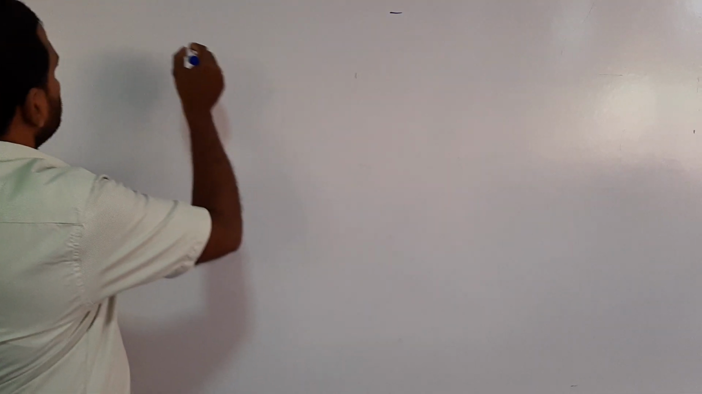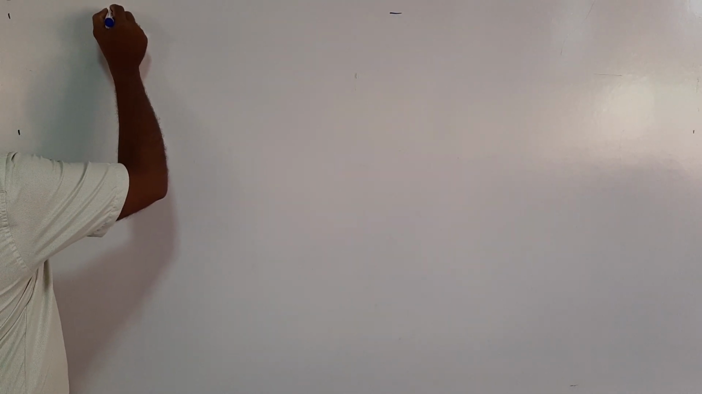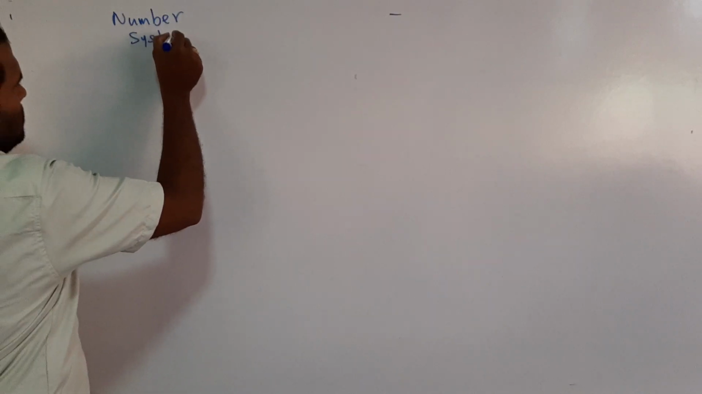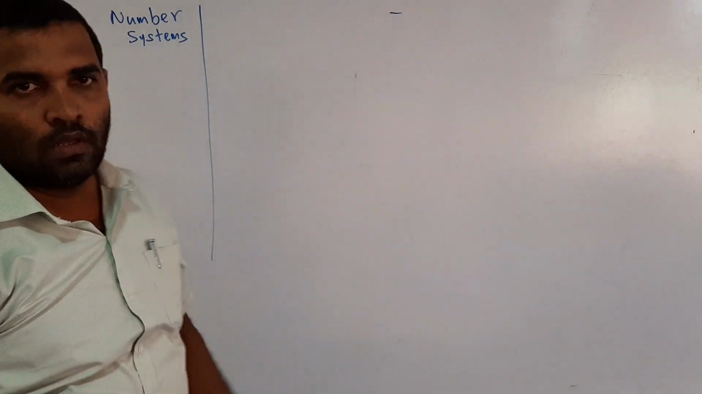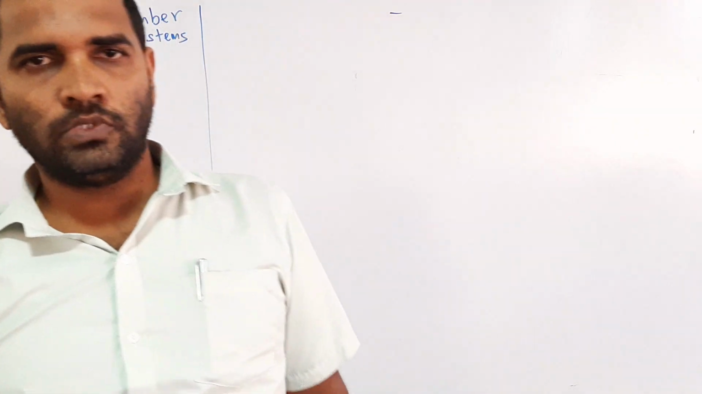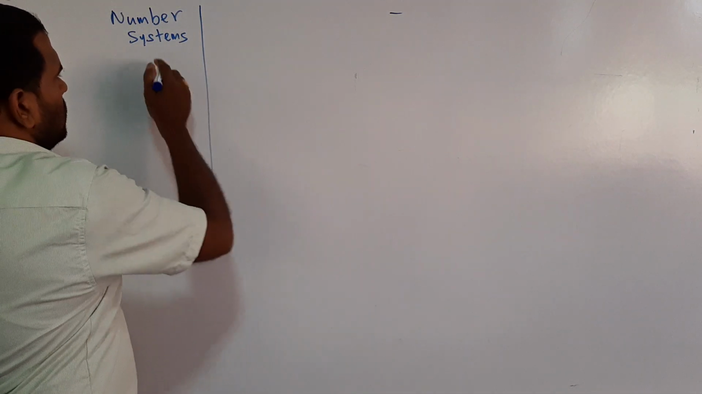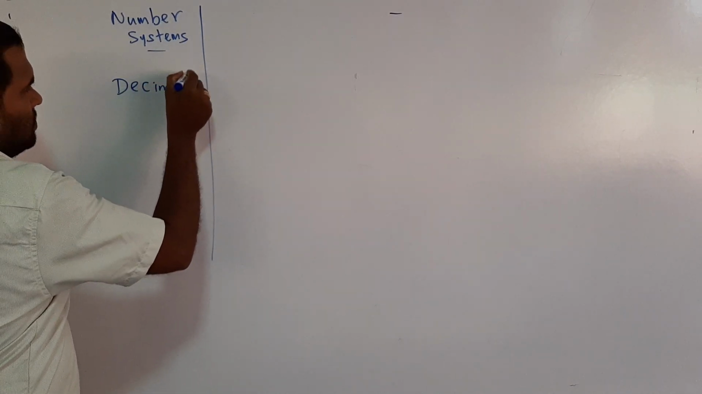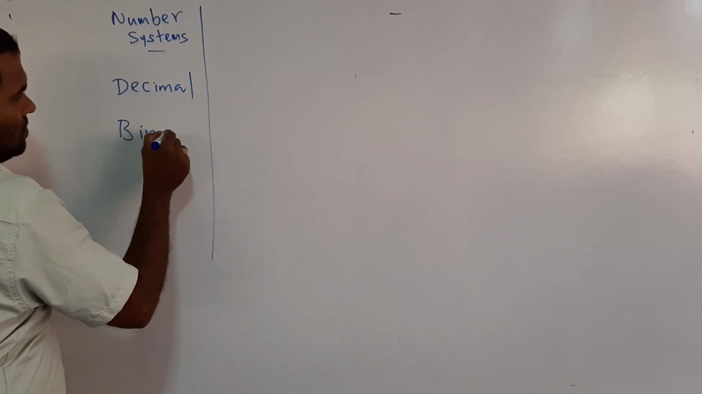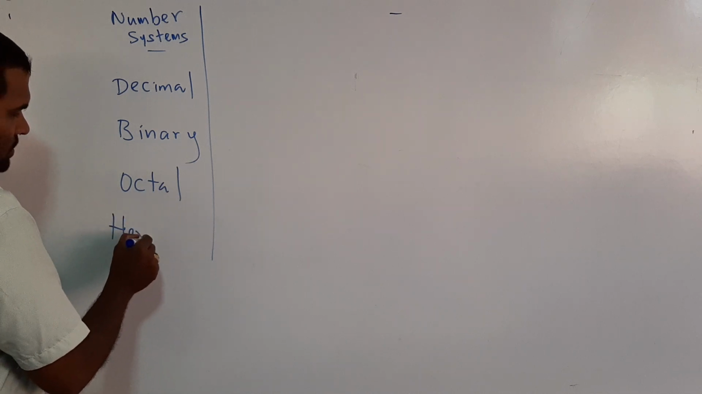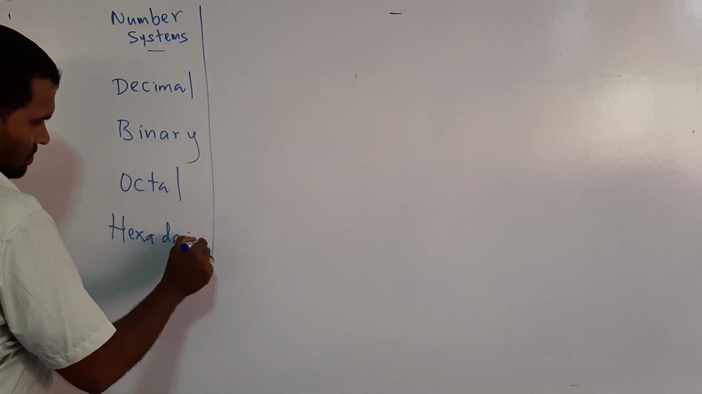So better take the first column as number systems or names of the number systems. This is my first column. Here I have to list the names of those 4 number systems which I have already mentioned, right? So okay, straight away I can put them. So decimal number system, binary number system, octal number system, and hexadecimal number system. These are the 4 number systems.